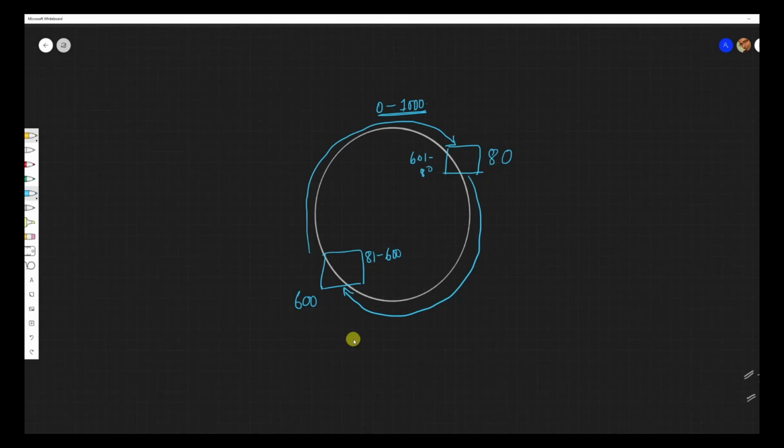Now we are introducing a third machine over here, right? So what will happen? It will also get placed over here, right? And let's say it got a place at 800. So there will be no impact on this guy over here. He is still serving 81 to 600. But this node over here, he was serving 601 to 80. Now he will serve from 801 to 80. And this guy over here, he will serve from 601 to 800.